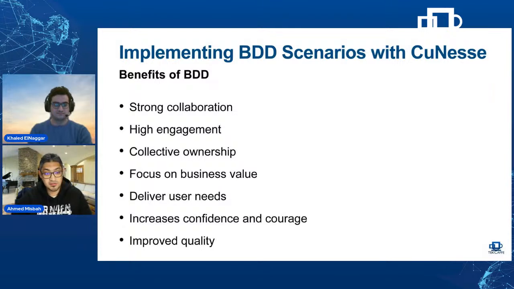You focus on business value. You deliver the user's needs. You increase confidence and courage, especially with the byproduct of all of this, and that is the nice automated test suite that you get. It gives you the safety net, which increases your confidence and courage, the confidence and courage to refactor and change the behavior of the code. You get improved quality. And that's something that you get when you're doing red-green-refactor.